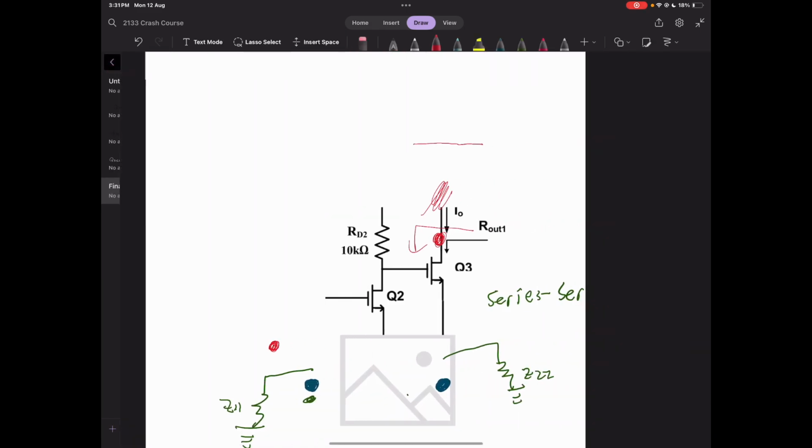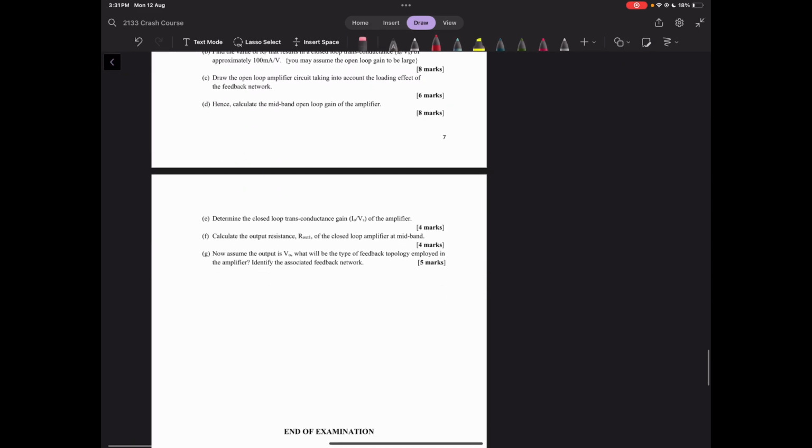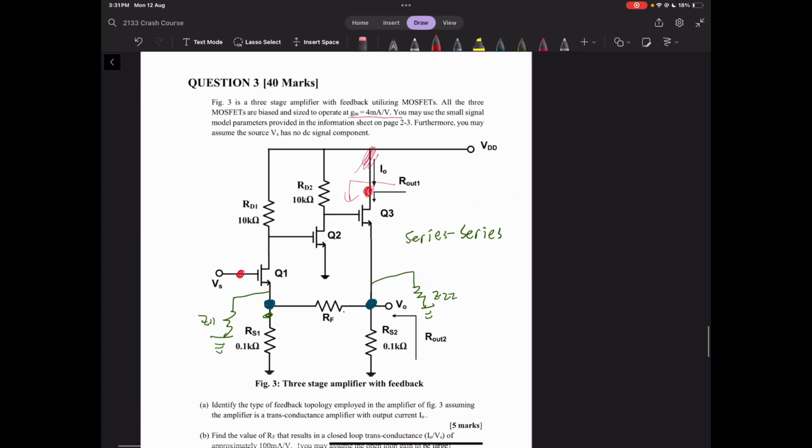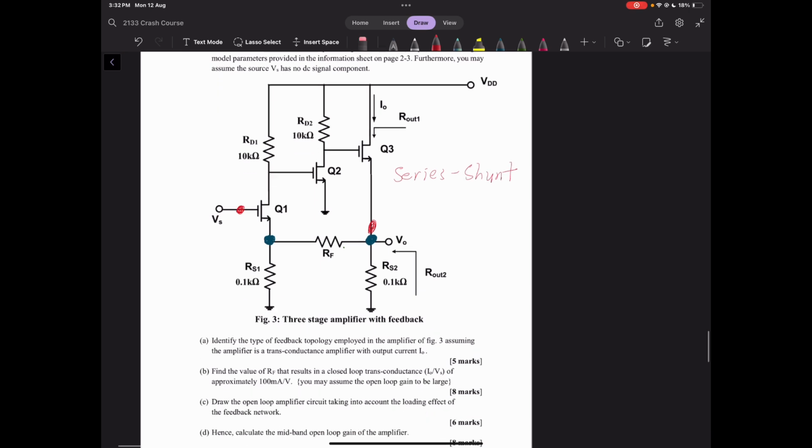The final question is asking us to assume the output is Vout. What will be the type of feedback topology employed in the amplifier? So we've already sort of discussed this. If I redraw the nodes over here, these are all good, but we need to change where the output of the amplifier is. It's now down here. And again, the input of the amplifier and the input to the feedback are different. So it's series at the input. And now the output of the feedback network and output of the amplifier are the same node. So it's series shunt. We're sampling a voltage.